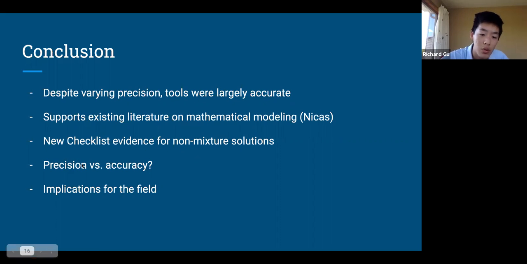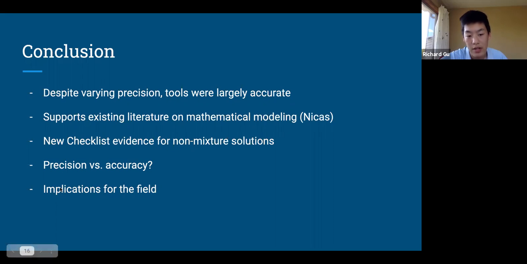And lastly, we have the question of precision versus accuracy. So the trade-off that was made in developing the SDM was a little bit of precision, and the mathematical modeling tool was much more precise. However, we saw that both of these tools were very accurate in terms of categorical accuracy.